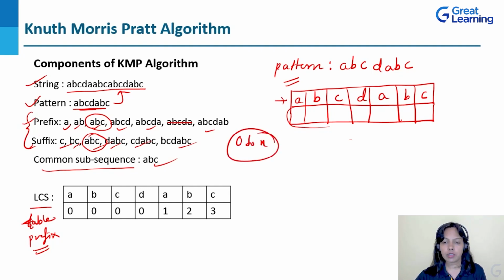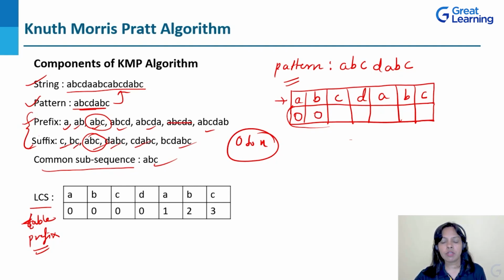How is it filled? We'll start from the first character, A. As we are starting from the very first character, there is nothing to be matched before it. As this is the first character, this will always be 0. Now we'll go to the next character, B. Is B matching with any of the previous characters in the pattern? No, there is only one previous character as of now, A. So it is not matching, and this will also be 0.